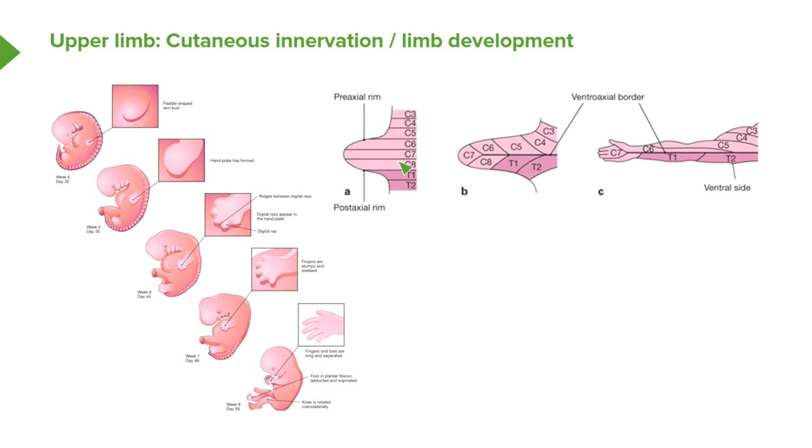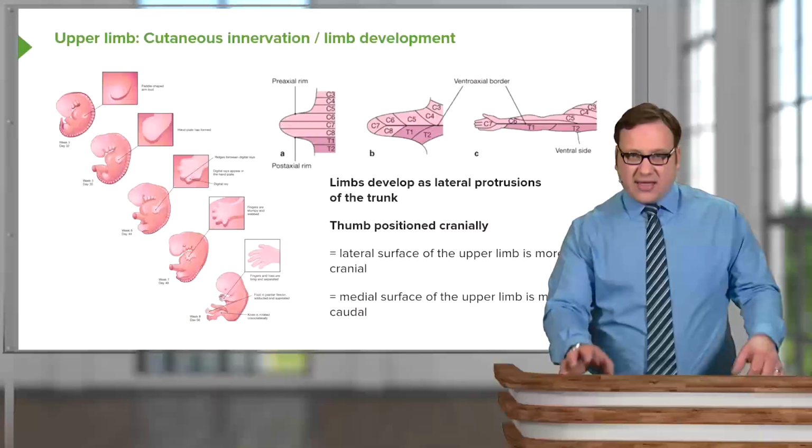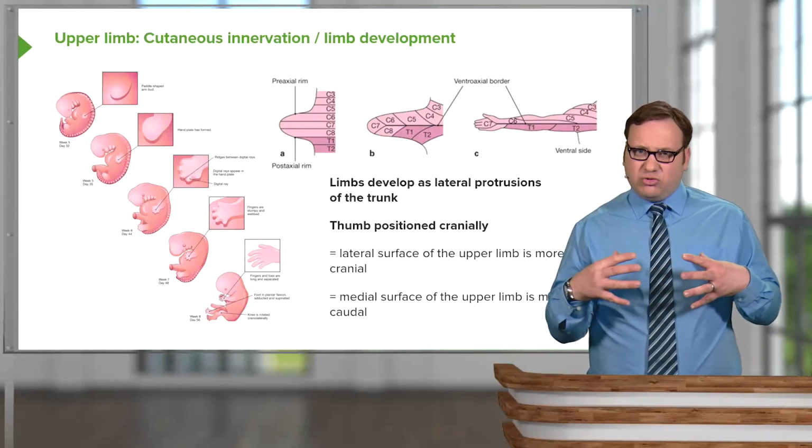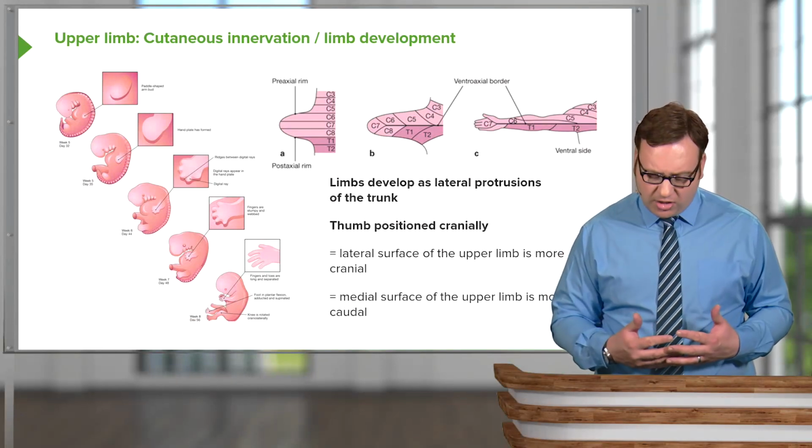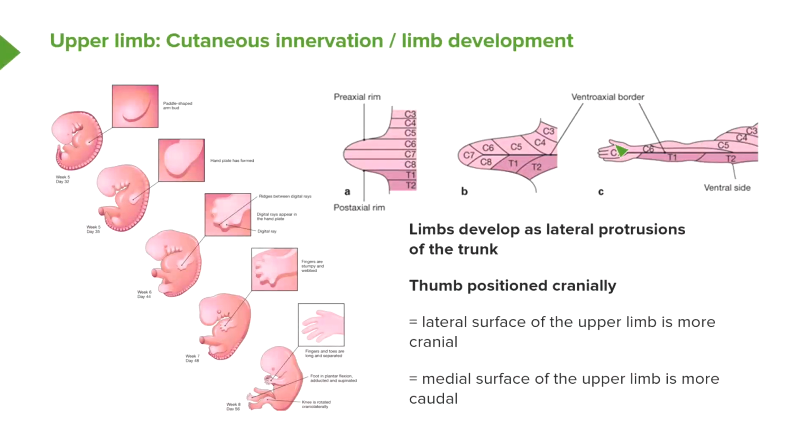And all that's going to happen is that the arm is going to develop, the forearm is then going to develop, and then the hand is going to develop. And as these structures develop, so they take with them their spinal cord segments' innervation. So we can see that as the limb bud develops from these lateral protrusions, we have a very predictable arrangement of the dermatomes. We can see that the thumb, positioned cranially here, pointing up towards the head region, is forming the lateral surface, and then the upper limb's medial surface down here is more caudal.